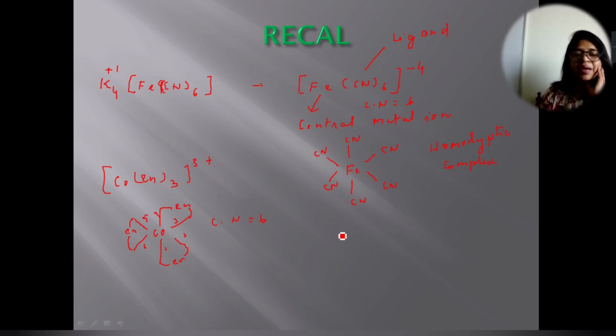Now for a heteroleptic complex example, I will write [Co(NH3)3Cl3]. This is a heteroleptic complex. And this, with only the square bracket and central metal ion, is also called the coordination entity. These are the terms we have done in today's class.